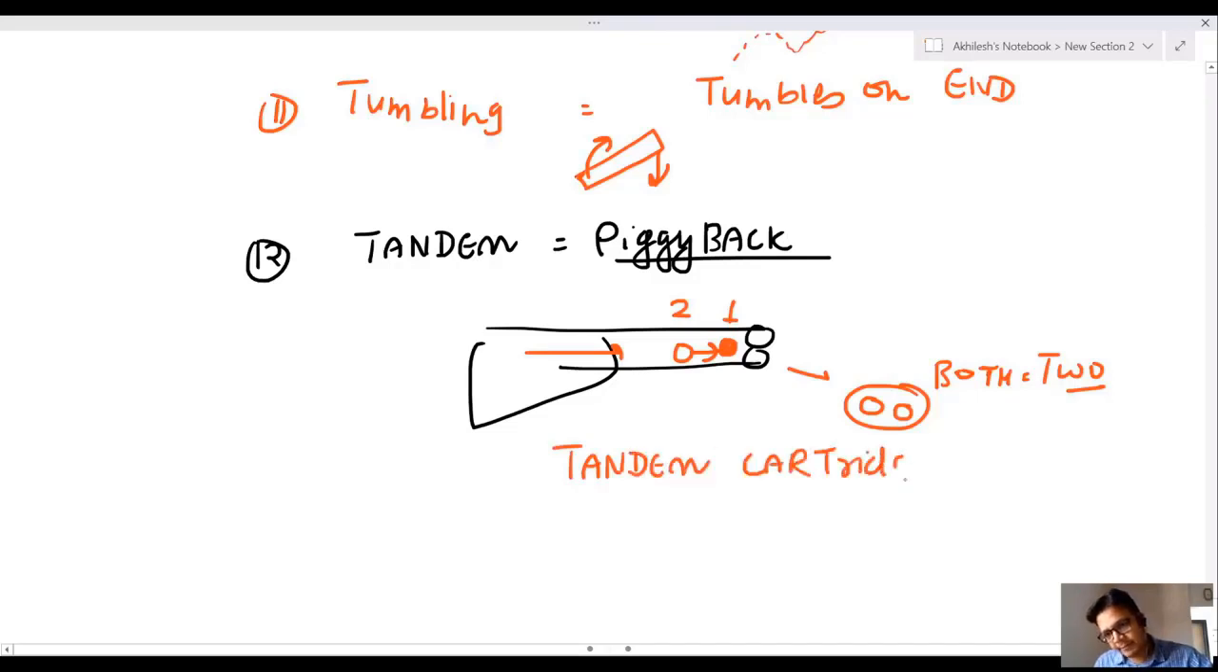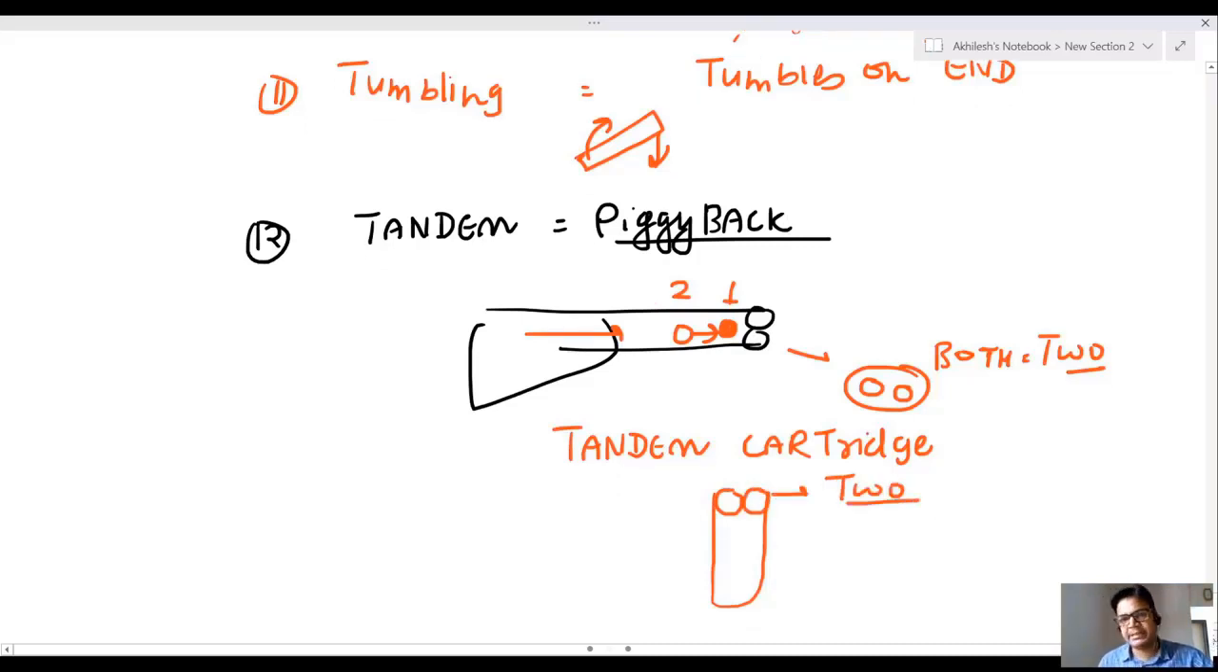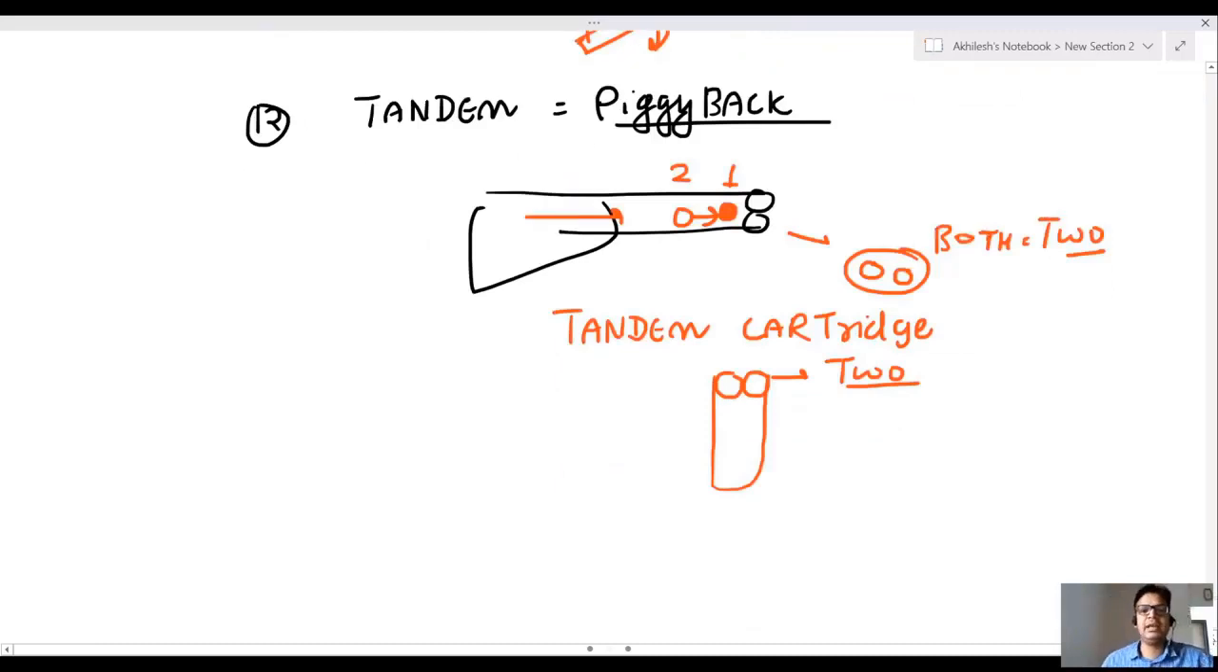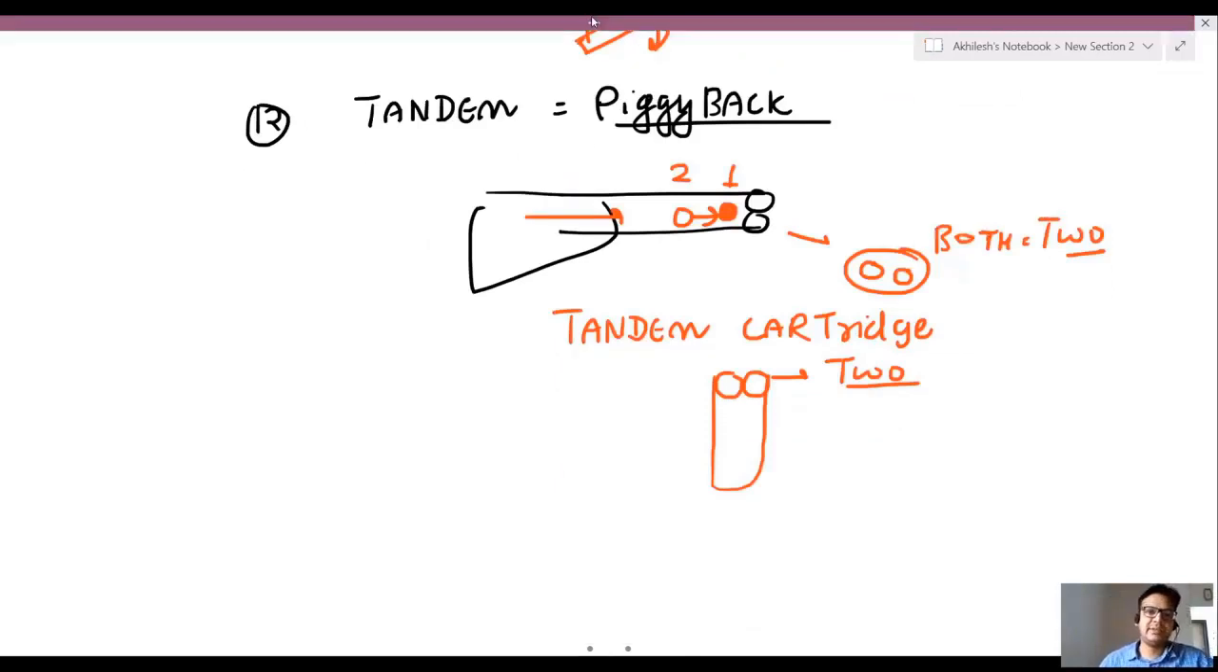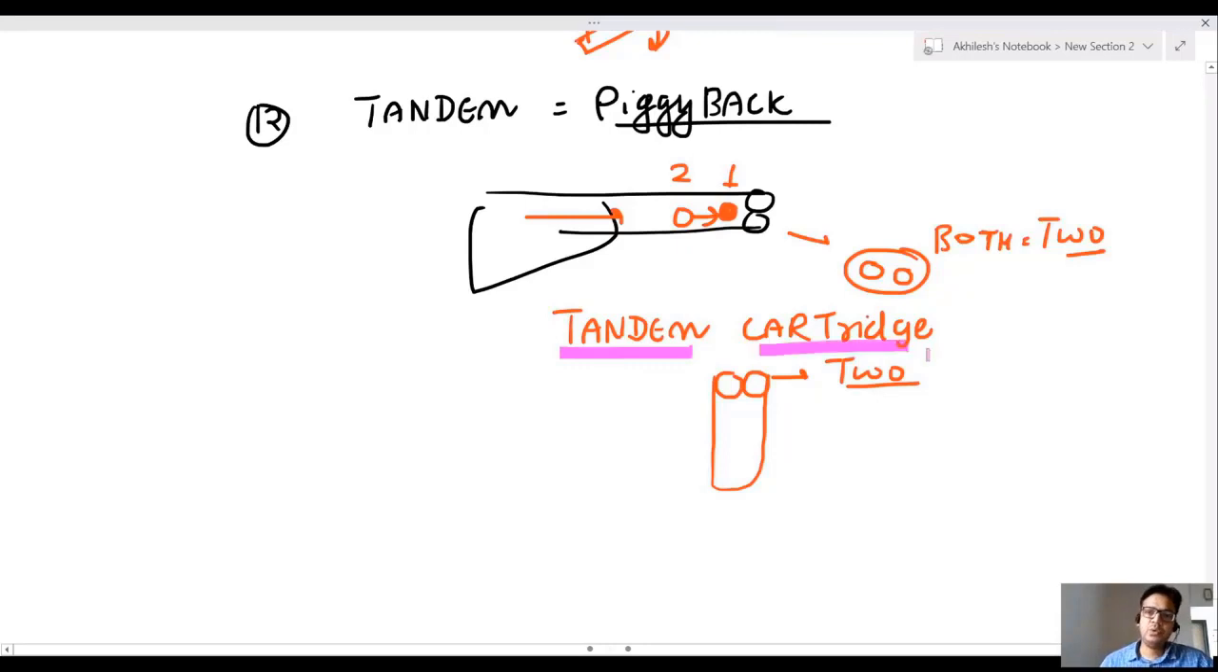What is a tandem cartridge? This is a cartridge. If two bullets are present in a single cartridge, this is known as a tandem cartridge. So there will be two entry wounds. Definitely two bullets are present in a single cartridge. This is a tandem cartridge.